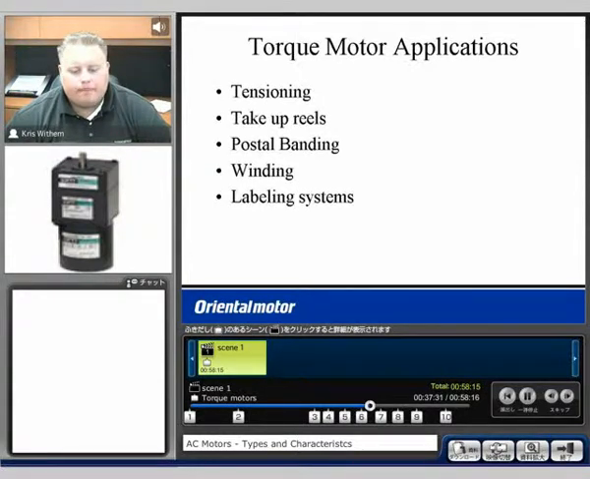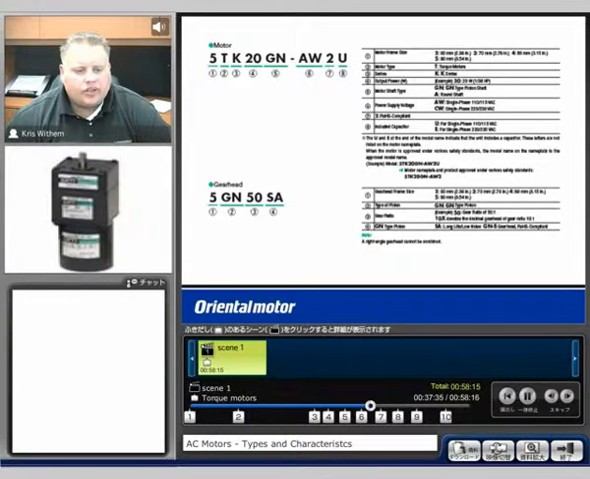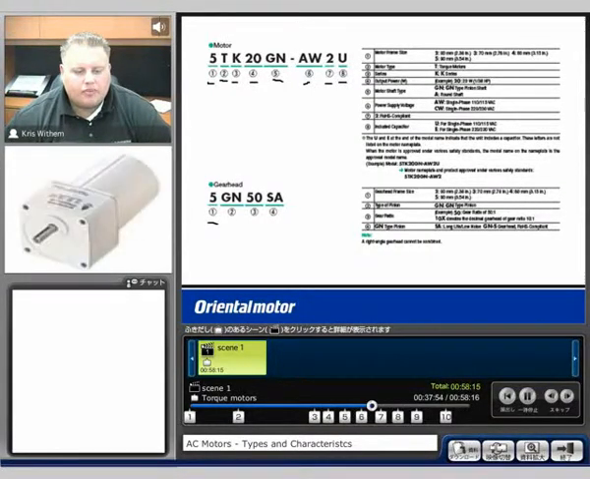Part number structure, again, is very close to the same. Again, we're looking at frame size. T in this case is going to be the torque motor. K for the series, wattage, pinion shaft, voltage, RoHS compliance, and then capacitor. Gearhead part number structure is exactly the same as the rest: frame size, pinion shaft, gear ratio, and then output shaft of the gearhead.